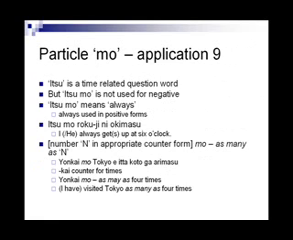Itsu is a time-related question word. Though it's a question word, its combination with mo, which gives itsumo, is not used in the negative forms. Itsumo means always, and it is always used in positive forms. Here's an example. Itsumo rokuji ni okimasu. I always get up at 6 o'clock.